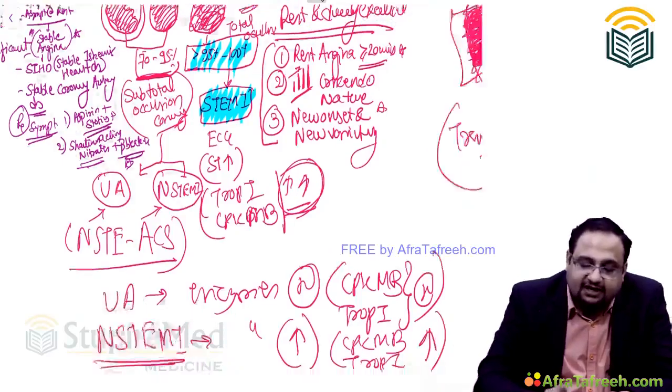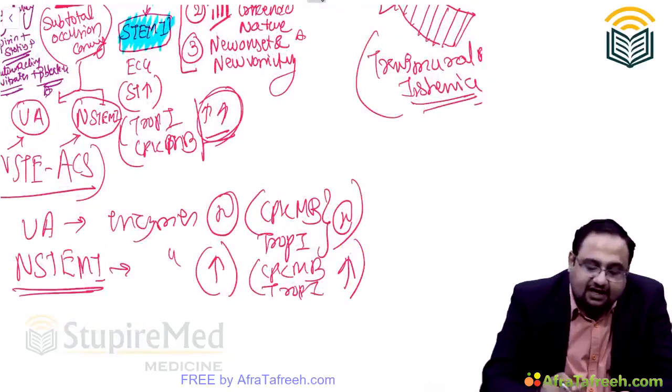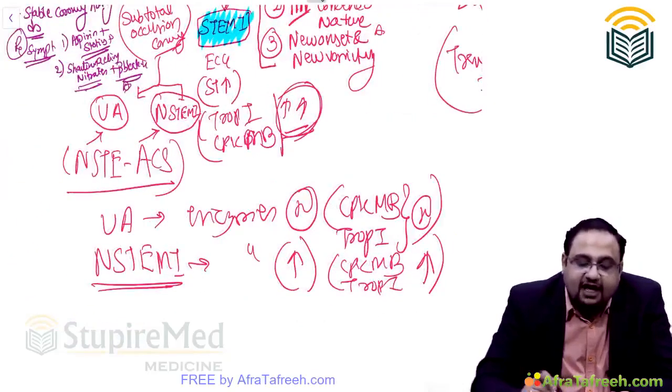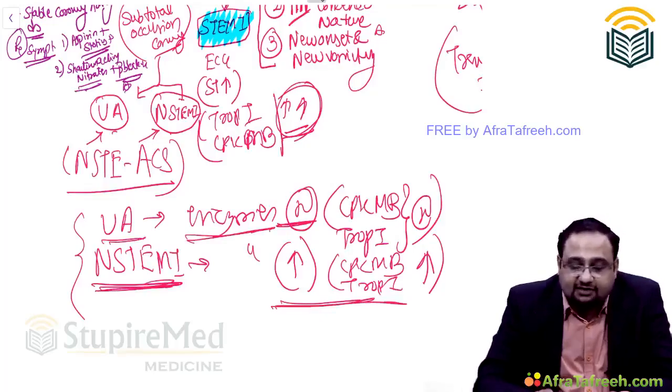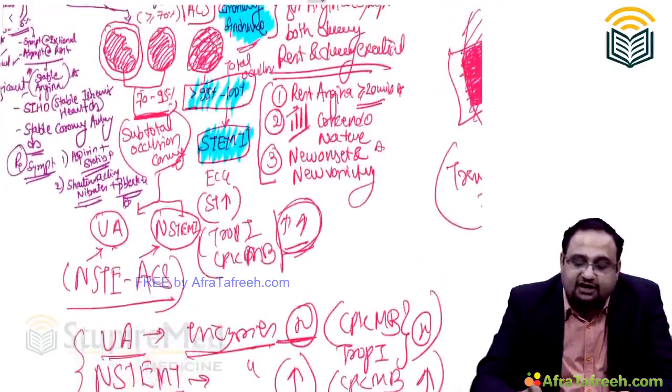So the only difference between unstable angina and non-ST segment elevation myocardial infarction is that in unstable angina the enzymes would be normal, while in non-ST segment elevation myocardial infarction, the CPK-MB or troponin I levels would be increased. So this is a very, very important concept one should understand.